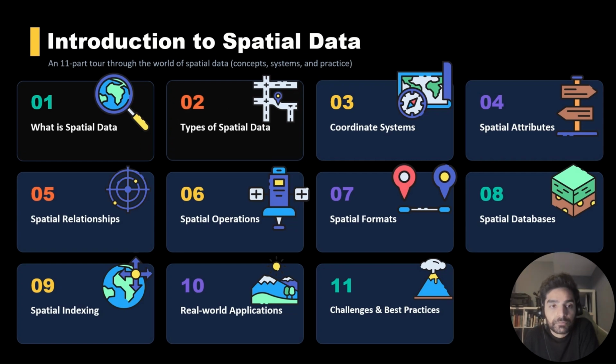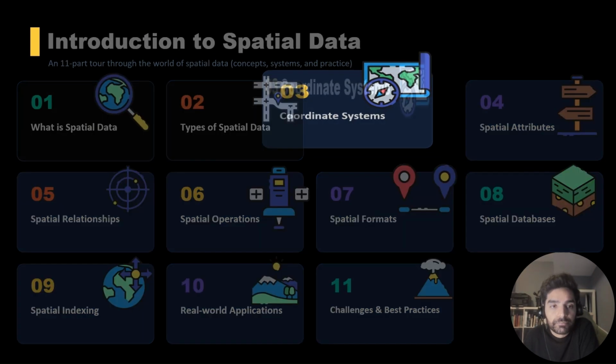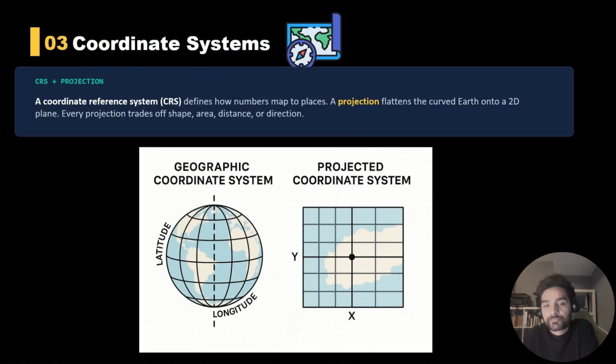All right. Now, the next component in our roadmap is coordinate systems. A coordinate system, or coordinate reference system (CRS), defines how coordinates map to real places. On the other hand, a projection is slightly different. The Earth is curved, but most of the maps and screens that we use are flat. So a projection is the mathematical transformation that flattens the Earth onto a 2D plane.